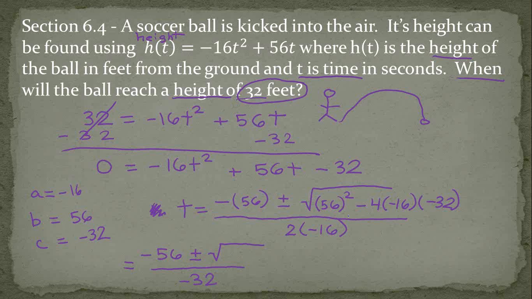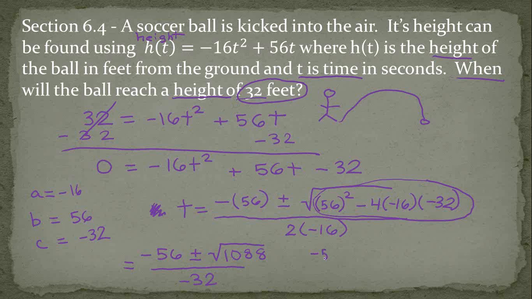And then in my calculator, I'm going to type in everything underneath the radical. 56 squared minus 4 times negative 16 times negative 32. And I get 1,088. Now from here, I want to solve for time. Since this is a word problem, I have no idea what this number is. This doesn't make any sense. It's not helpful. So we're going to go ahead and type this into the calculator.